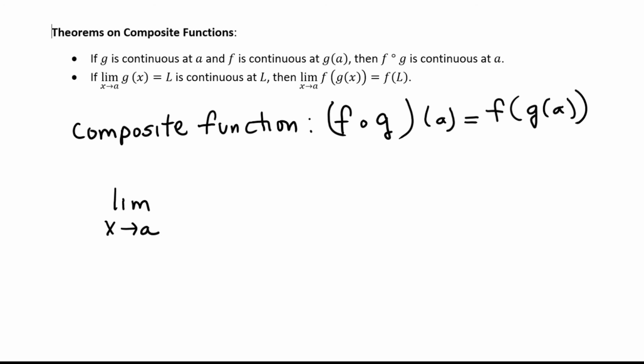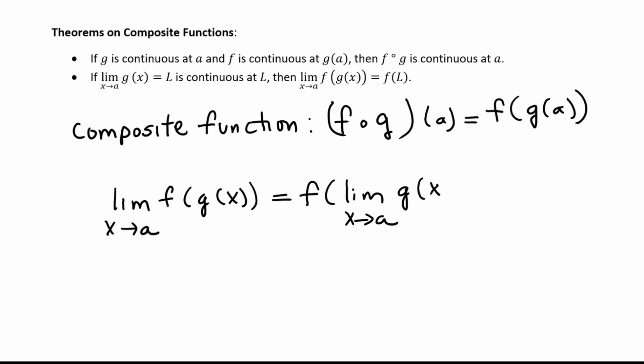as x approaches a of f of g of x is the function evaluated at the limit as x approaches a of g of x. And if that inside function, we work from the inside out, the limit as x approaches a of g of x equals L, then f is evaluated at L.